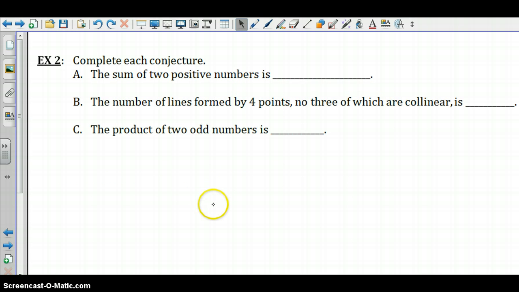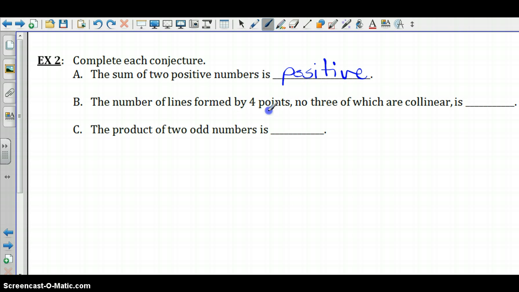So let's look at example 2. I need you to complete each of the following conjectures. The sum of two positive numbers is, well, we know that the sum of two positive numbers would always give us a positive number. This is the word that makes that statement true. The sum of two positive numbers is a positive number.